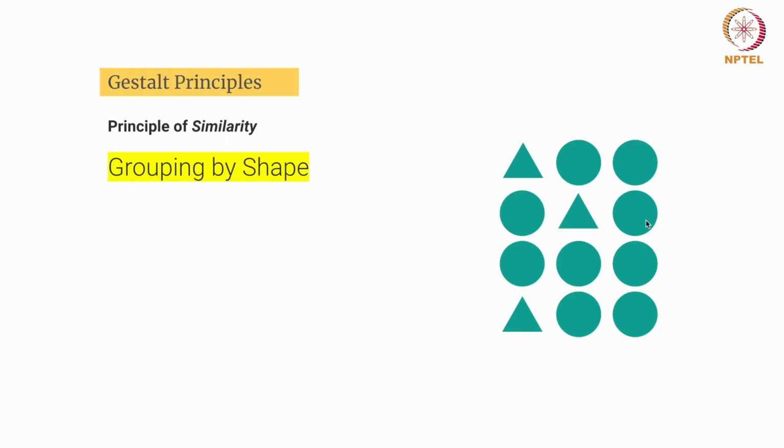Primarily this is again very important when you do any kind of composition and you are using multiple shapes to define or navigate the overall information. Then definitely grouping by shape will also play an important role. And we as designers have to understand how such kinds of compositions can create different perceptions.